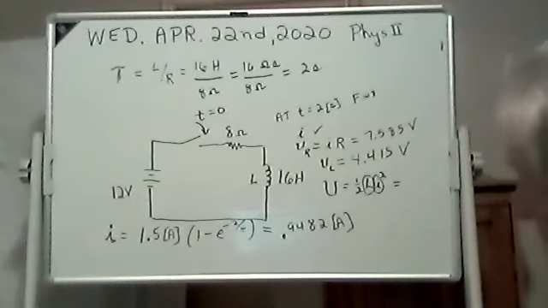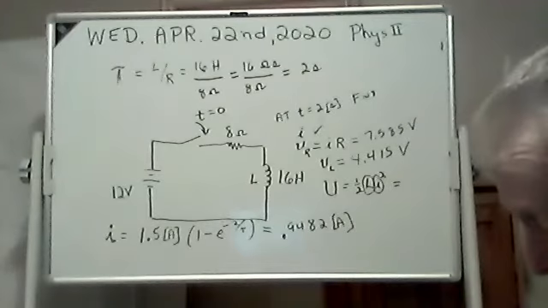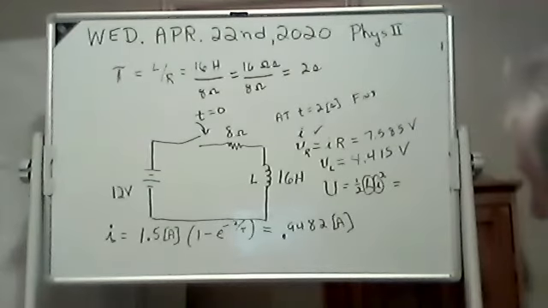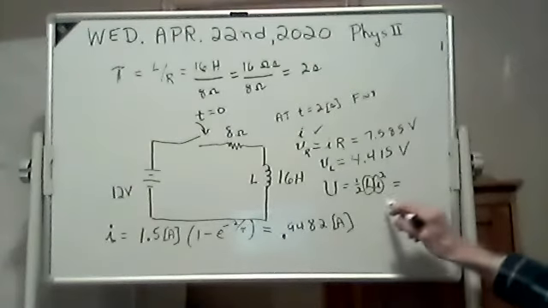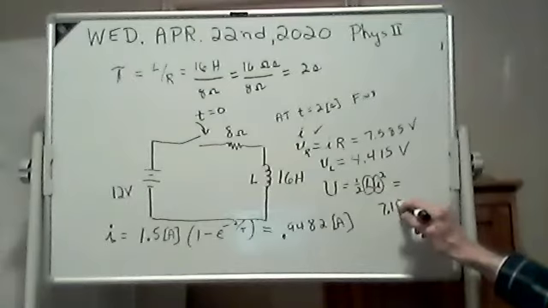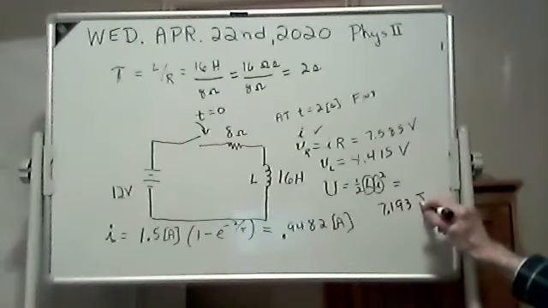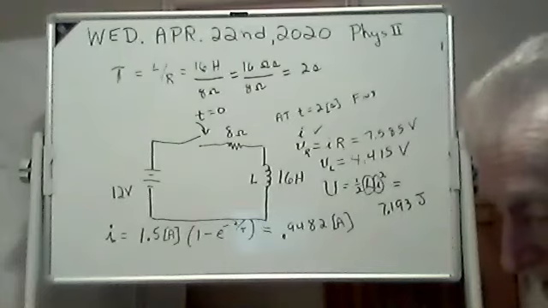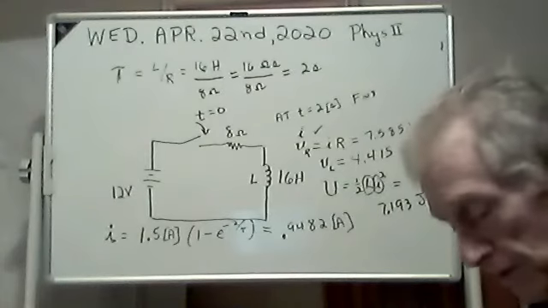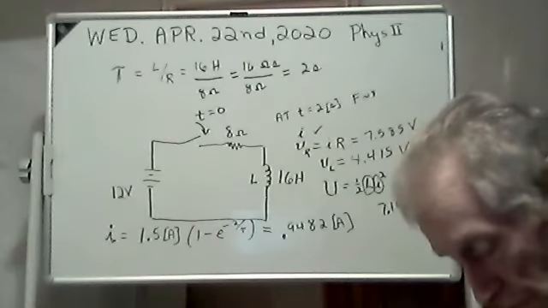1/2 times 16 henries times 0.9482 squared. Well, I got an answer. I'm getting 7.193 joules. How about you guys? Yep. Yay! Good going. We did good on our virtual quiz.